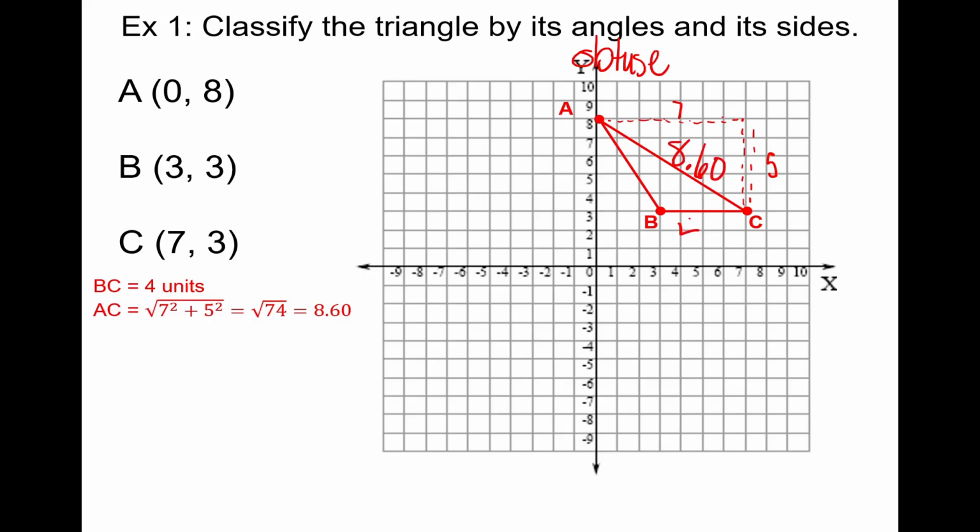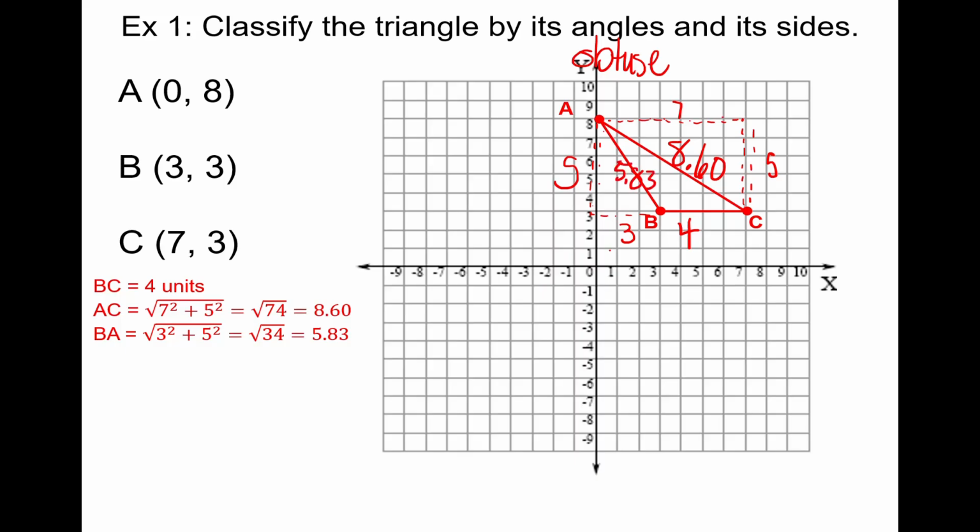We said this was 4. If we do the Pythagorean theorem again for the distance from A to B, this would be 3 units, and this would be 1, 2, 3, 4, 5 units. The distance from A to B or B to A would be the square root of 3 squared plus 5 squared, which is the square root of 34. Also not a nice number, and that would be 5.83.